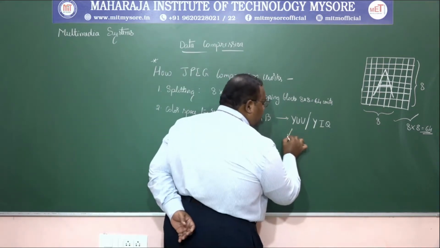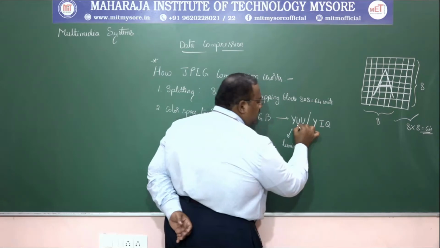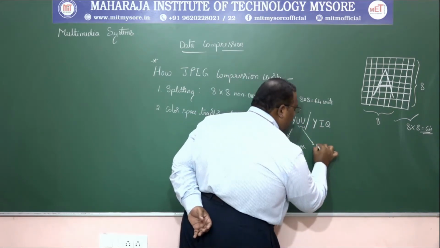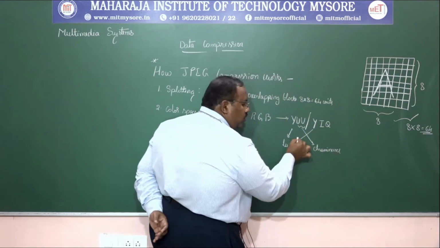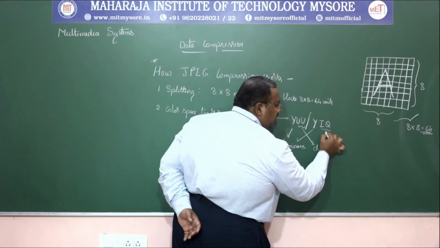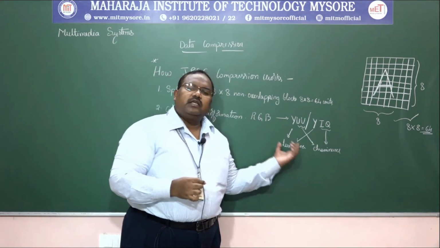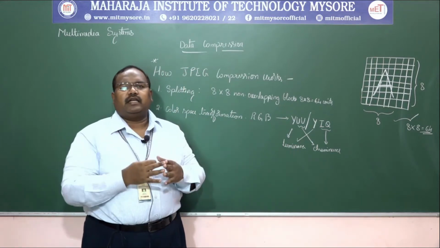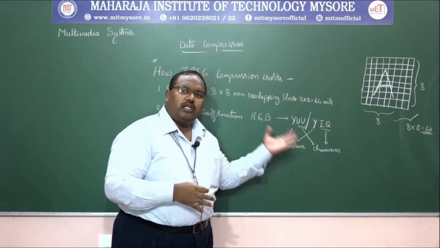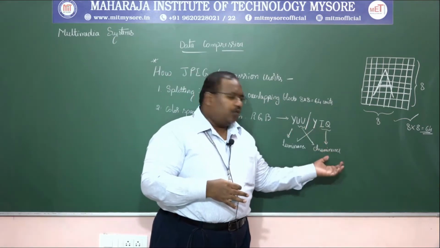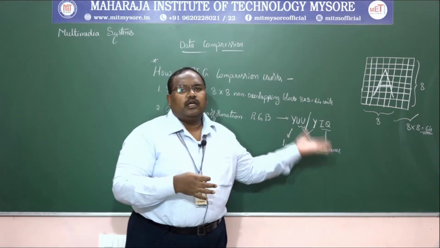Y stands for luminance and UV stands for chrominance. Here also Y stands for luminance, whereas IQ stands for chrominance. We can use either one of the formats. So what is luminance? As the name suggests, luminance is the light factor: the parameter associated with the light or brightness of an image is called the luminance factor. And UV or IQ is the chrominance factor, meaning the color associated with the image is the chrominance factor.